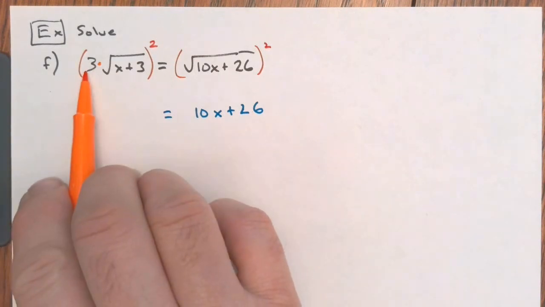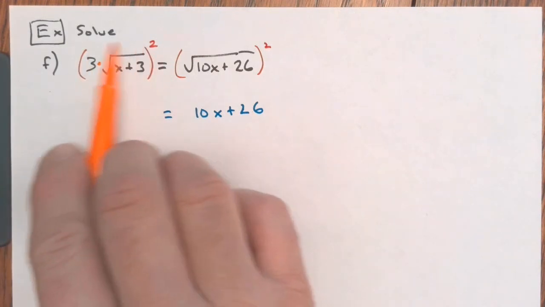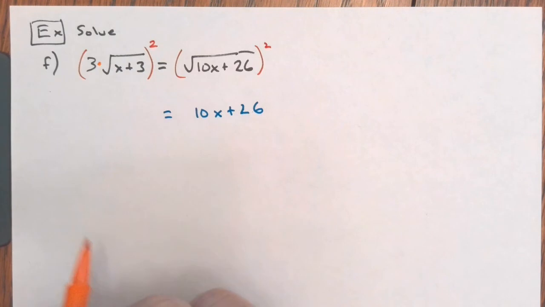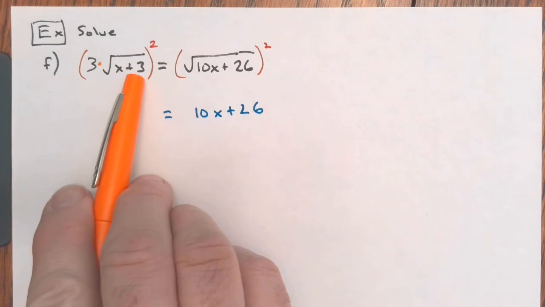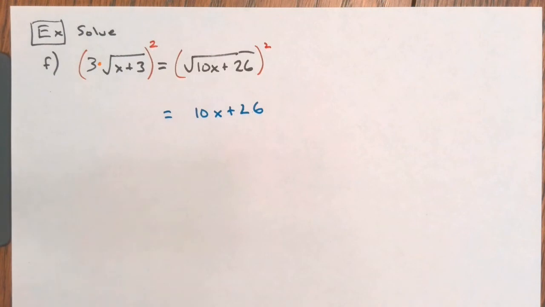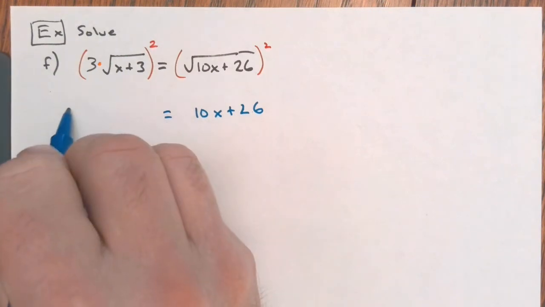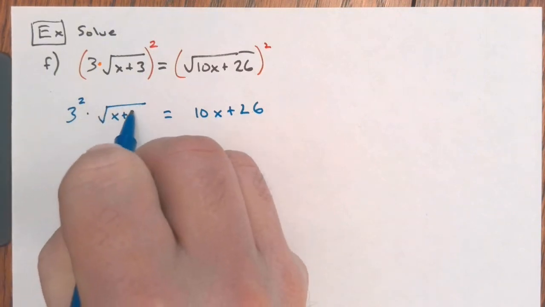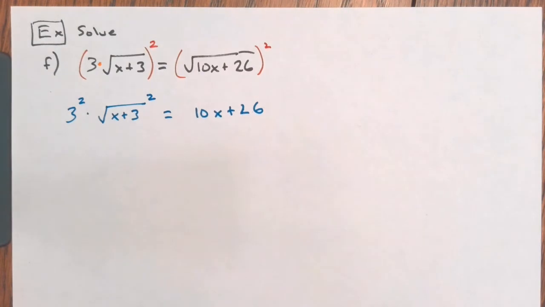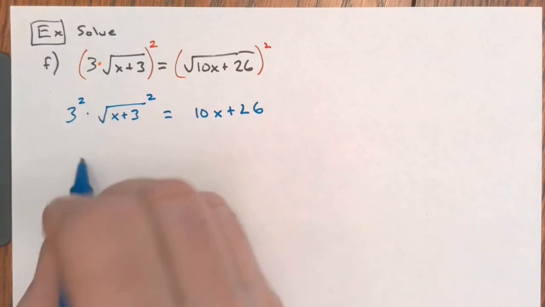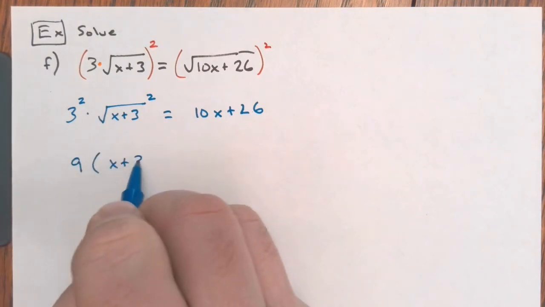which means we can square the 3 and square the square root. You could also write this as 3 times the square root of x plus 3 times another 3 times the square root of x plus 3 and multiply it out that way. But with no addition or subtraction here, we can basically just square the 3 and square the radical. If you square the 3, actually, let me write this out in this step rather than just talking about it. So because the only operation outside the radical is multiplication, we can square both of those, which would give us a 9 and an x plus 3.